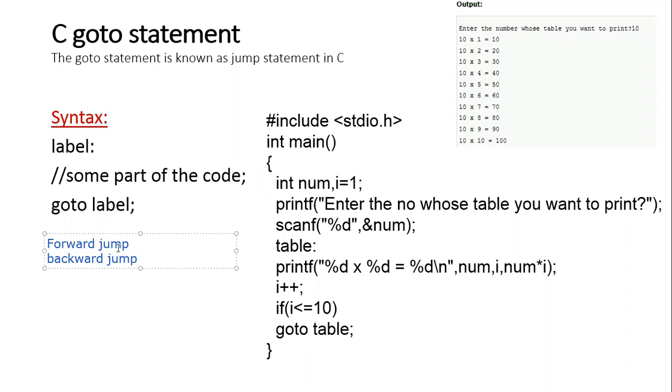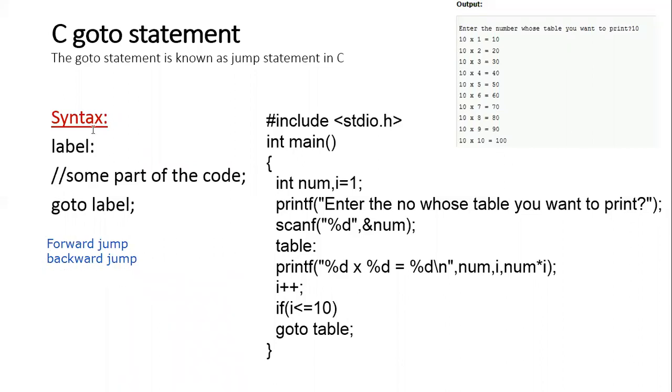When it comes to forward jump, it will ignore the instructions and go to a particular instruction. When it comes to backward jump, it will not ignore the instructions. Instead, it will execute the instructions repeatedly. In forward jump the instructions are ignored; in backward jump, instructions are executed repeatedly.